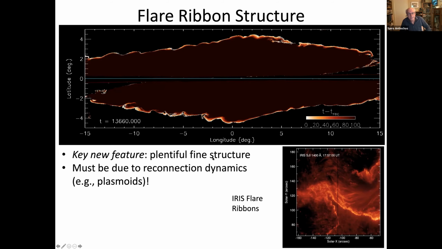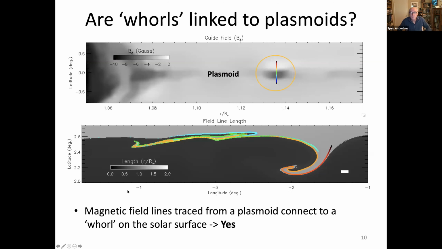So you get a lot of fine structure, and they must be due to the reconnection dynamics, in other words, plasmoids. And to show there really are plasmoids, what Joel has done, he has plotted the field lines from a line cutting through a plasmoid that's observed in the flare current sheet. So he's plotted all those field lines and asked where do they come down to in the chromosphere, and here's where they are. These colors correspond to these colors down here. So these are the foot points of the field lines that start here.